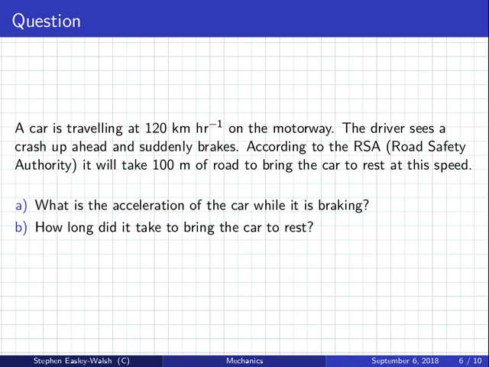How's this going now? Any questions? Do you understand it? What's 120 kilometers per hour in meters per second? 33.3. Okay, so U is 33.3. What's the V? Zero. What's the A? Don't know. What's the T? Don't know. What's the S? 100.